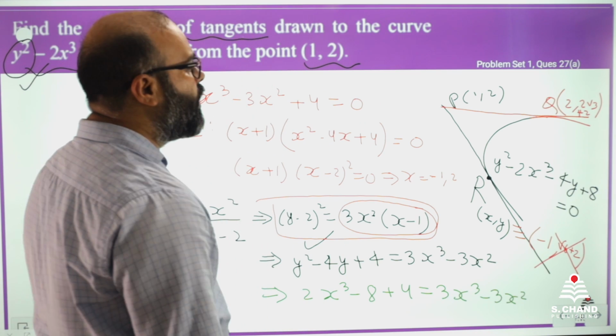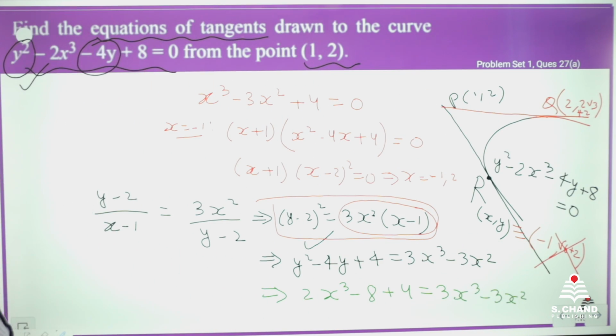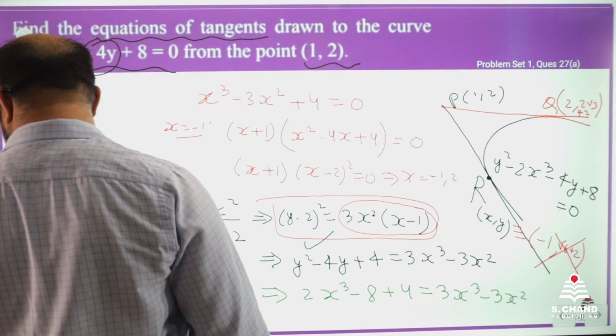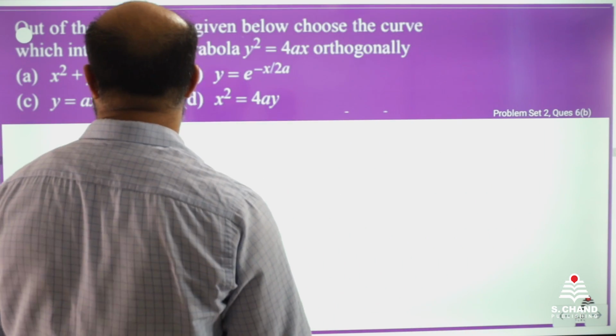And you can find the equation of the tangent after getting the 2 points, or you can write here the xy value and find it. So let us come to the next question now. The important part was basically to find the value of x, the point of contact.